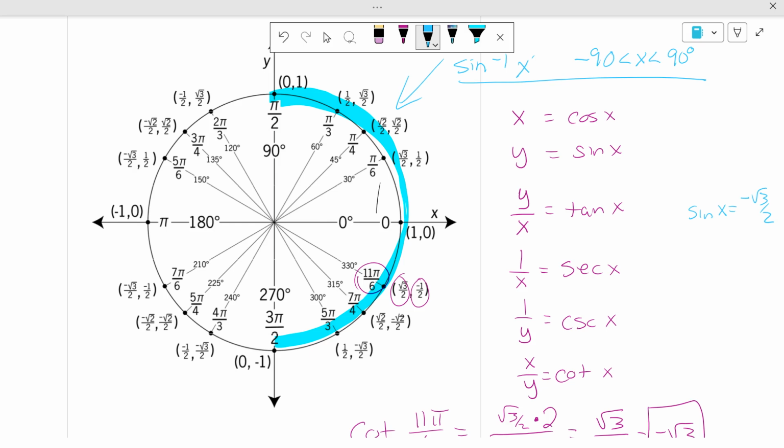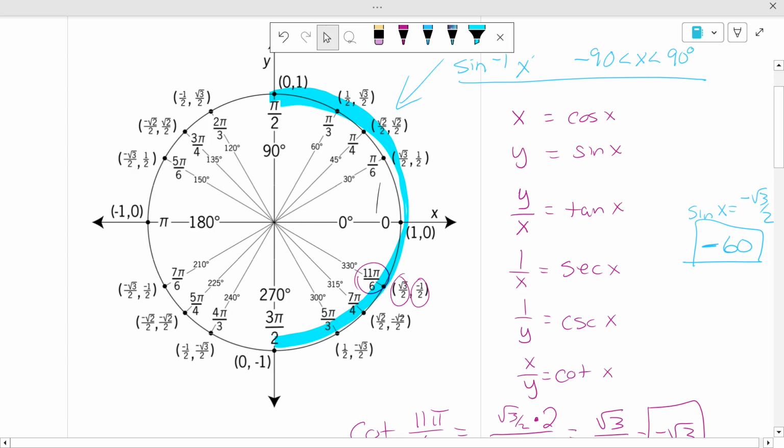Because this is 360 degrees, right? So 360 down to 300 is 60 degrees. So I actually go a negative 60 degrees. That's the answer we want, negative 60 degrees. Because my answer has to be somewhere in between negative 90 and 90, not 330, because 330 is bigger than 90. Okay? So it's somewhere in between negative 90 and 90 for inverse sine.